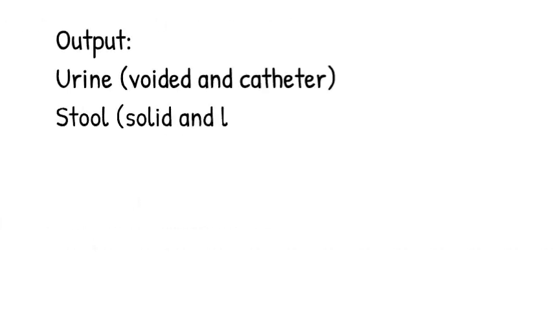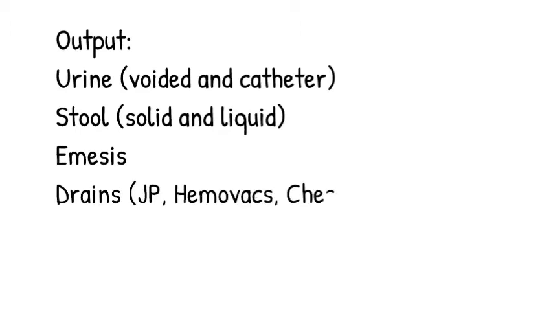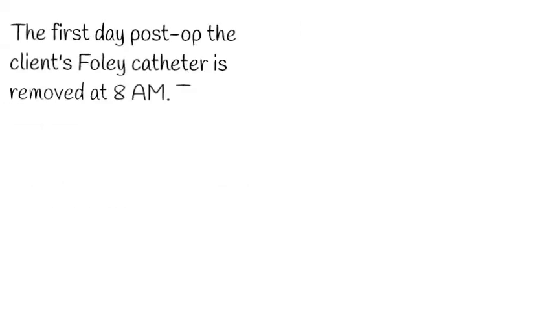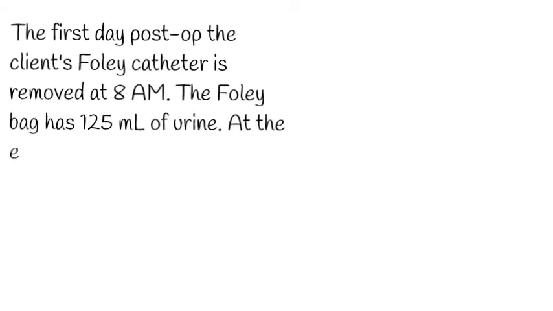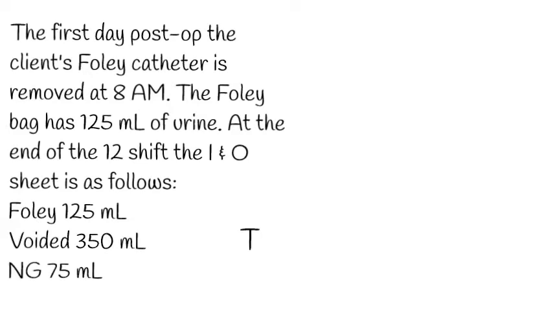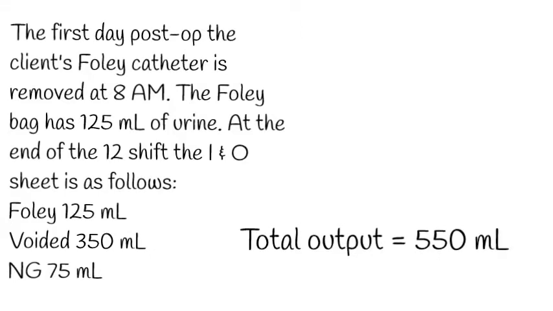So output is anything that exits the patient's body: urine, stool, emesis, drains, nasogastric, and blood. So let's look at an output. The Foley catheter had 125 milliliters. The patient voided 350 milliliters. There was 75 milliliters from an NG tube, so you had 550 milliliters output total for the shift.